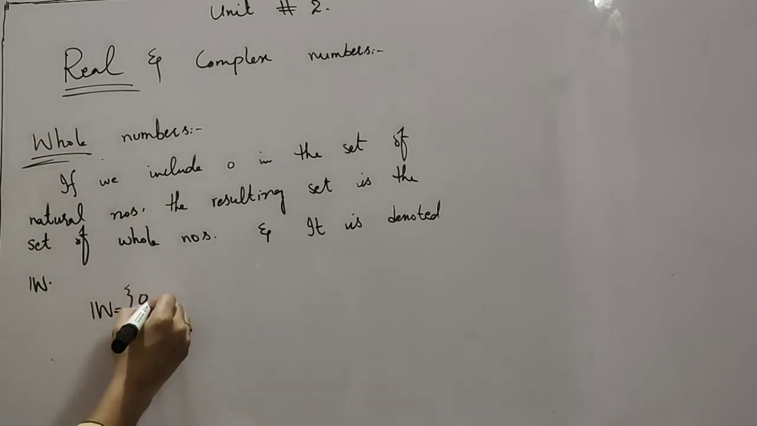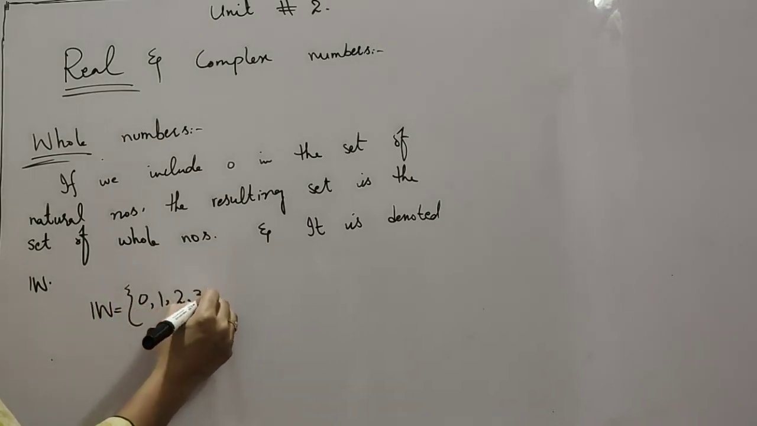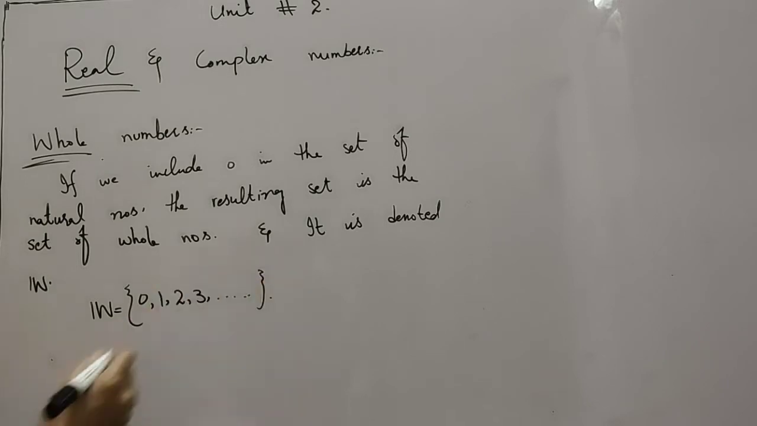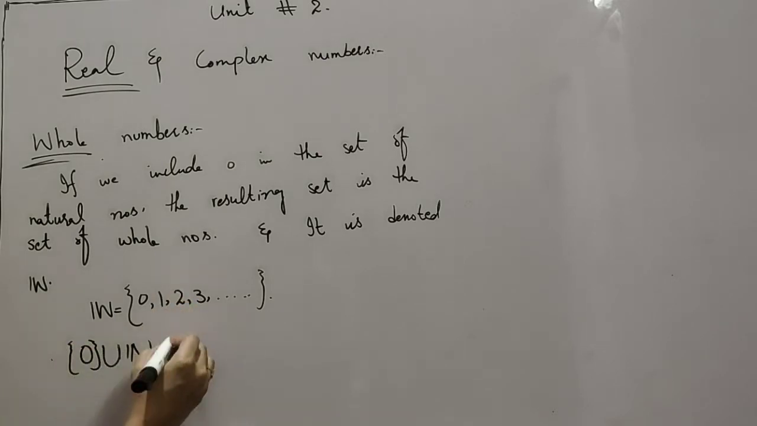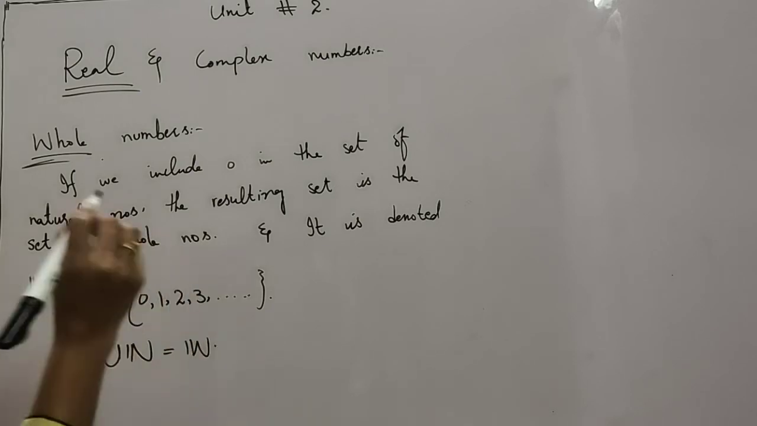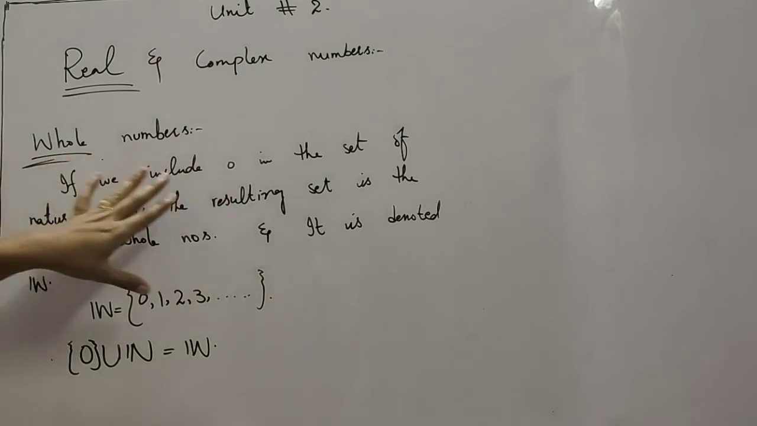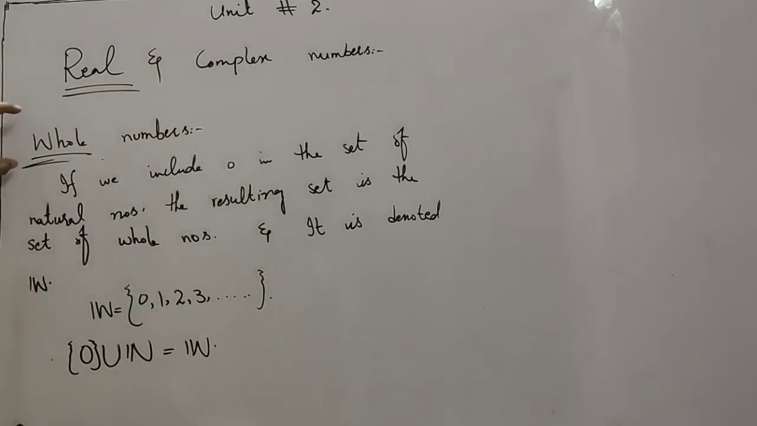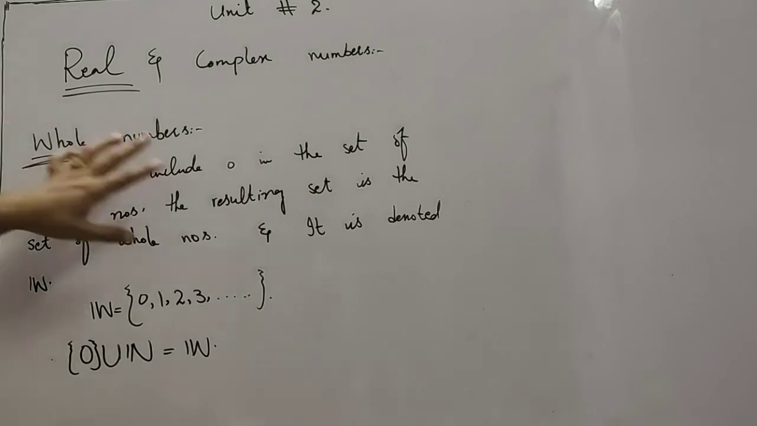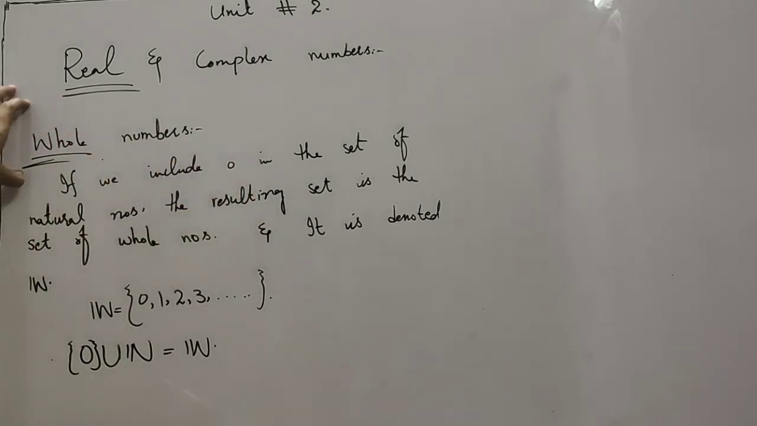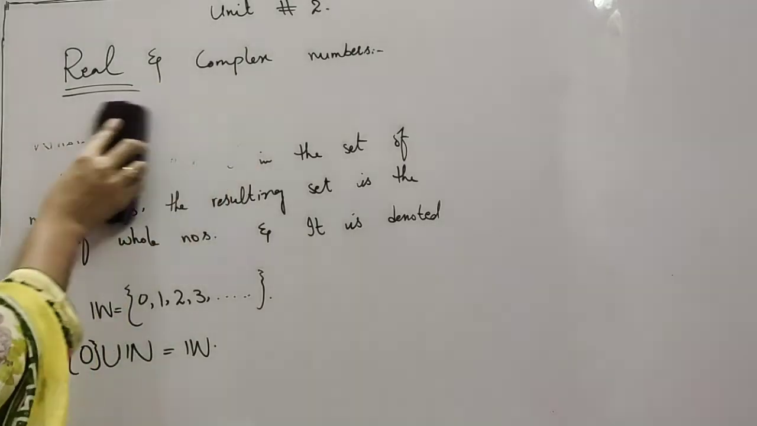The set of whole numbers is equal to 0, 1, 2, 3 and so on. So we can say that 0 union natural numbers is equal to the whole numbers. Okay, if we include 0 in the set of natural numbers, the resulting set is the set of whole numbers. First of all, we know what the natural numbers are. Natural numbers are the set which we use for counting. So if we include 0 with the natural numbers, then we get the whole number set.